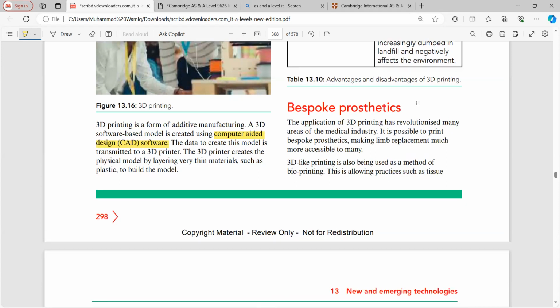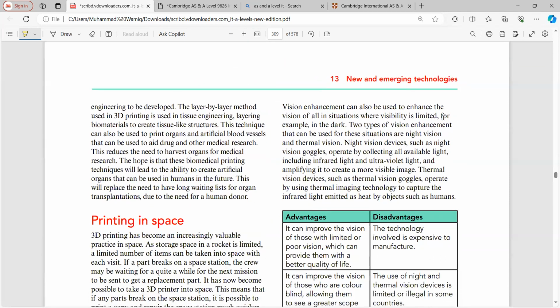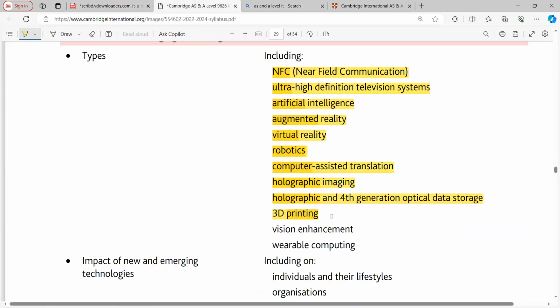Now the next part is your bespoke prosthetics. The application of 3D printers has definitely increased their usage in the medical industry, because it provides much flexibility and creates an easier way for humans to live. Like I gave you the example of prosthetic limbs. Prosthetic limbs can also be an example of a robot, and in creating that we can also use a 3D printer. A 3D printer can be used to generate them layer by layer.